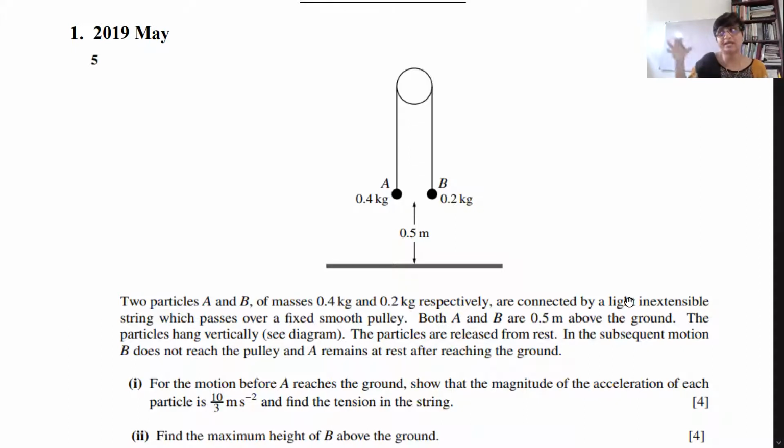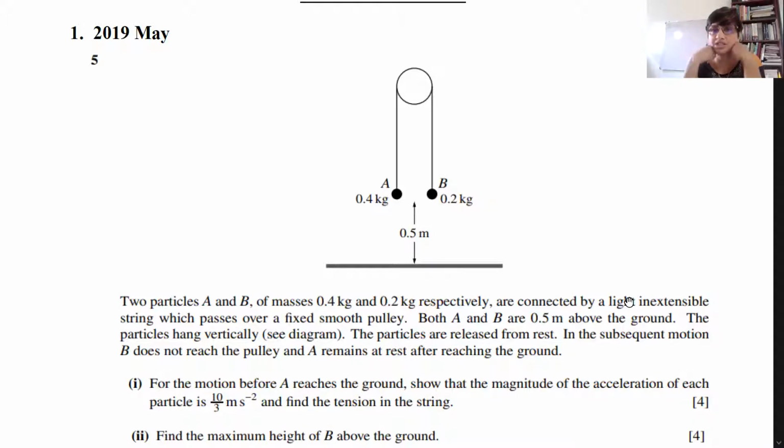If you have to later apply some equations of motion, both of their initial velocities are zero. Keep that in mind, but we are not going to be needing that right away. Then in the subsequent motion, B does not reach the pulley. So you can see A is the heavier one. So A will start to come down, B will start to go up. They are connected, so they will have the same.